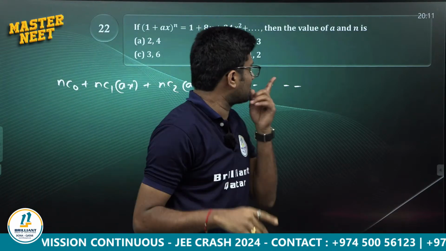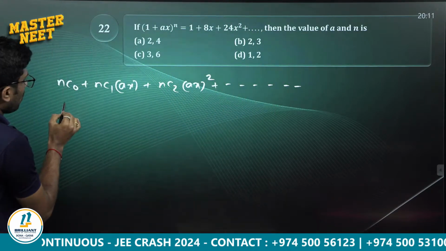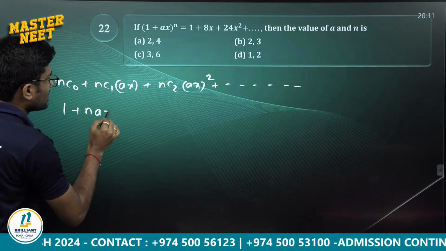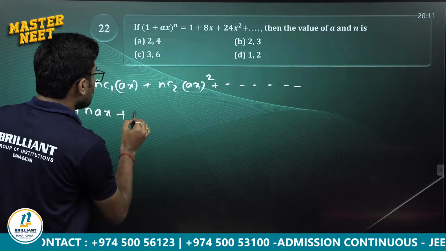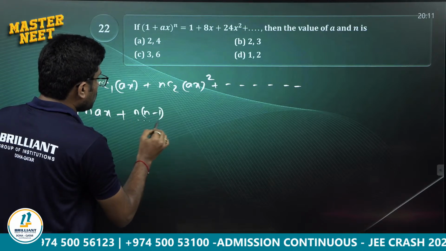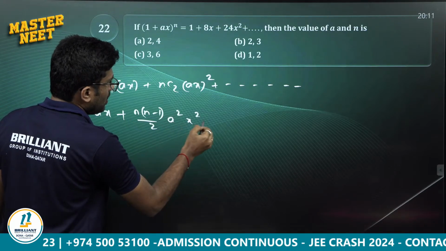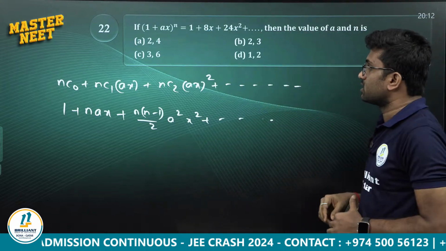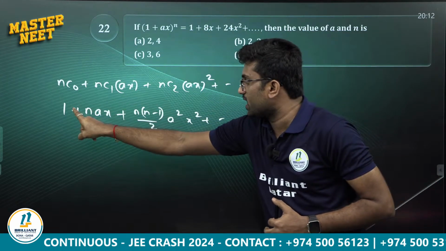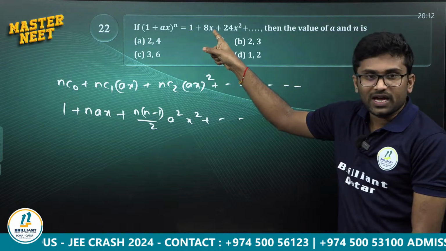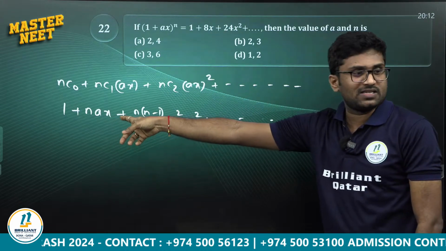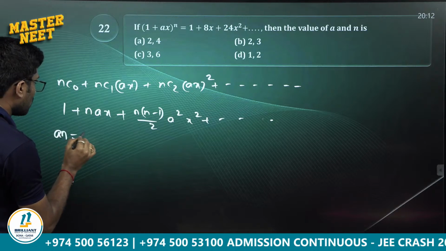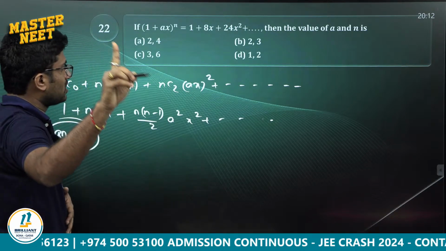We generally need till x square. That's enough. Now nC0 is 1, plus nC1 is n into ax, plus nC2 is n into n minus 1 by 2 into a square x square, and so on. Now just compare the corresponding coefficients. We have 1 as 1. Second term we have 8x, but the coefficient we have is na. So from these two we can clearly say a into n is equal to 8. The first equation that we got.